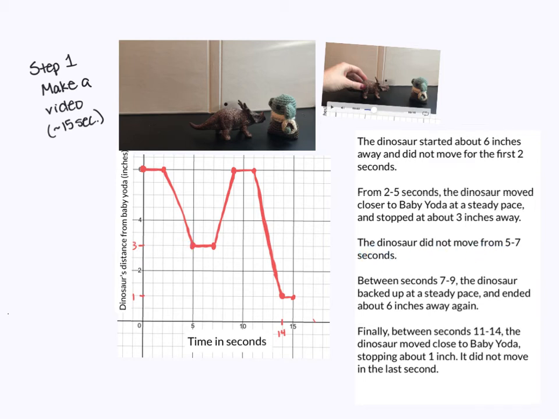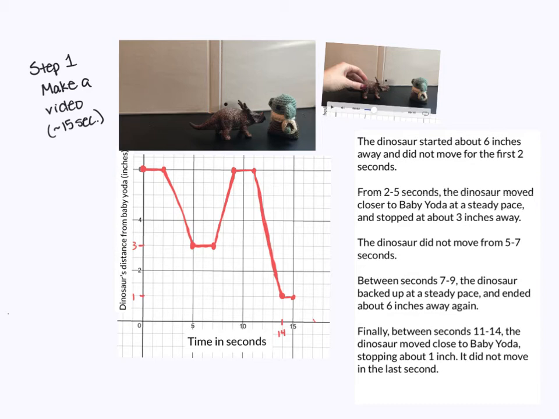The dinosaur did not move from 5 to 7 seconds. Between seconds 7 and 9, the dinosaur backed up and ended about 6 inches away. So backed up, so it's now 6 inches away. Between seconds 11 and 14, so here, the dinosaur moved close to Baby Yoda, stopping about 1 inch away, and it did not move in the last second.